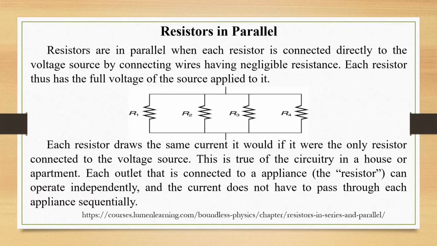So each outlet that is connected to an appliance, the resistor, can operate independently, and the current does not have to pass through each appliance sequentially. So it means every appliance is not affected when one appliance is not working.